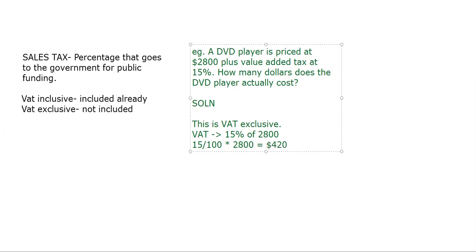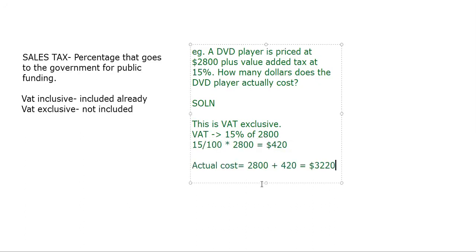And I hope that you have your calculators and are working this out with me as well. So now that you have worked out your VAT, the actual cost of the DVD player would now be your 2,800, the cost of it, plus the VAT, 420, which is 3,220. Great.